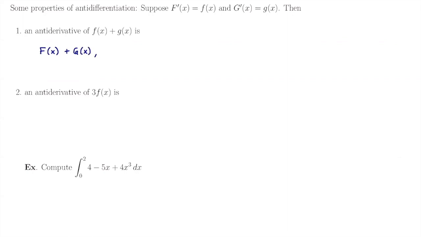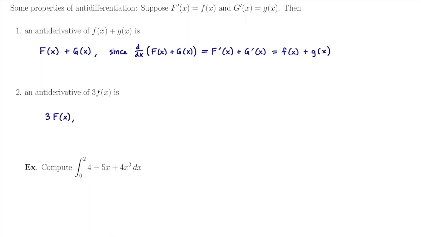Whenever you take an antiderivative, you can turn around and differentiate it and see that you get back what you were trying to antidifferentiate. So if I took the derivative of capital F plus capital G, that would just be capital F prime plus capital G prime, which is little f plus little g. So if you're looking at something that has several terms added or subtracted together, you can just do them term by term. Similarly, an antiderivative of 3 times little f of x would just be 3 times capital F of x, because the derivative of 3 capital F is 3 capital F prime, or in other words, 3 little f of x.